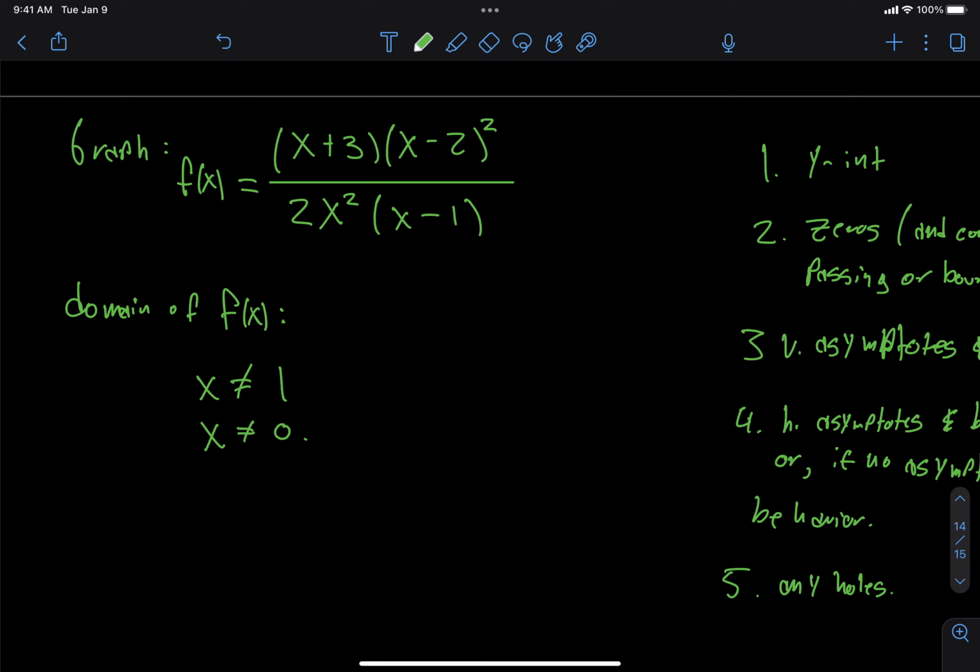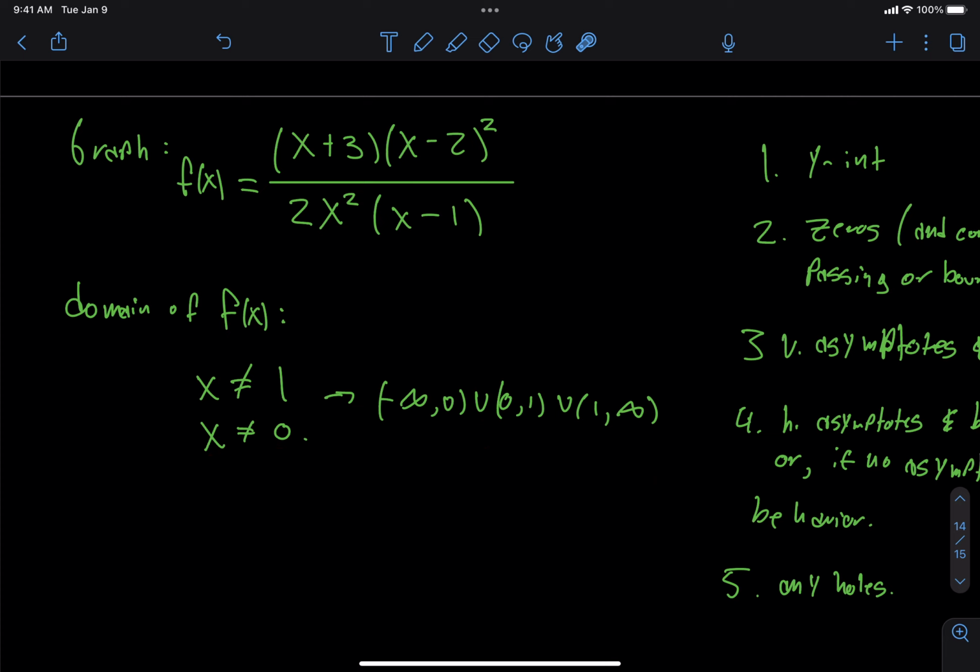So for a rational function, finding the domain is as simple as that. It's just finding when the denominator is going to be 0, right? So if you wanted to describe it using interval notation, you could say negative infinity up to 0, union 0 up to 1, union 1 up to infinity. Because you just want to throw out those two numbers. We don't want 1 and we don't want 0. So we throw them out. So two different ways to write the domain.